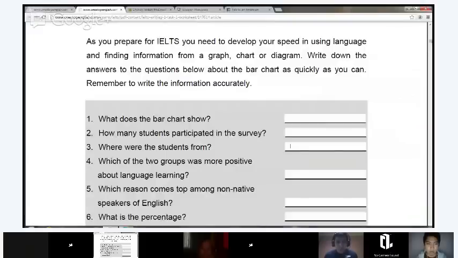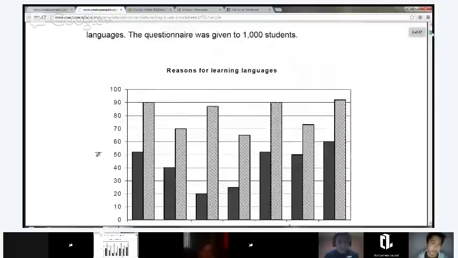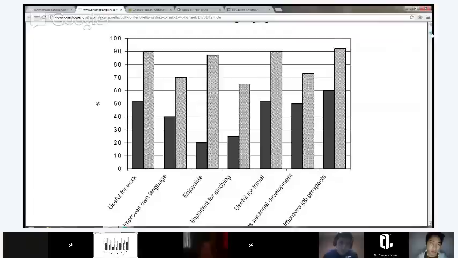How many students participated in the survey? 1,000. Good. Where were the students from? Australia, exactly. Which of the two groups was more positive about language learning? Non-native speakers. Which reason comes top among non-native speakers of English? Useful for work? No, it's kind of a tie. Improves your prospects. Yeah, useful for work, useful for travel, and improves job prospects.